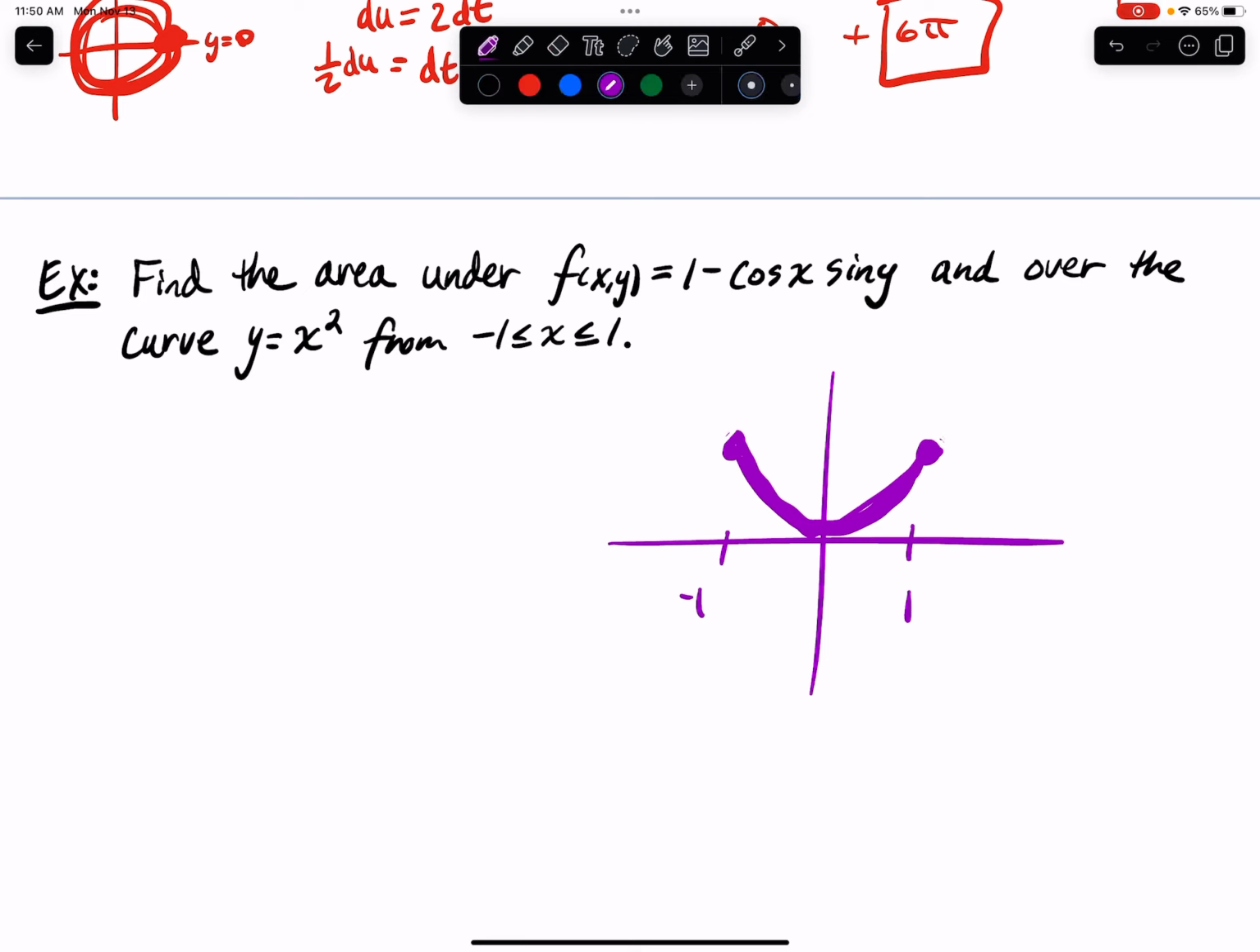So if that makes sense there, that's really what's going on. This is my curve C that I'm looking at in the XY plane.